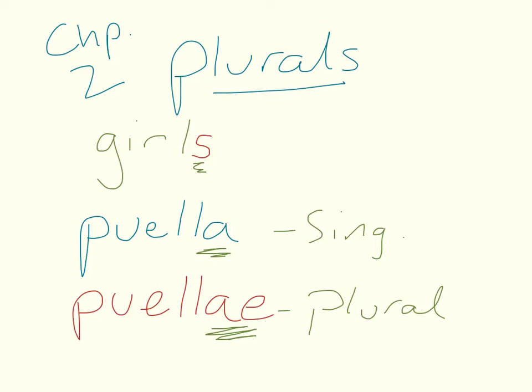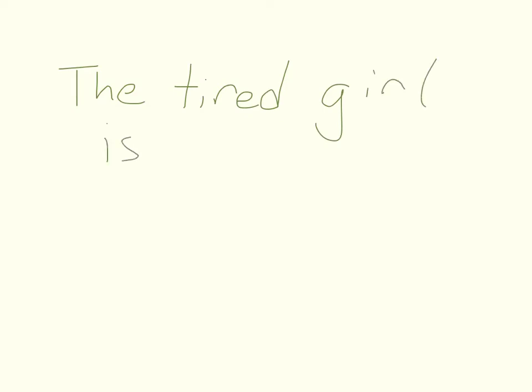What gets more complicated is the fact that it's not just nouns that are changing their endings in Latin, but it's every part of the sentence. It's verbs and adjectives too. So let's take a look at what that means. If we have a sentence, the tired girl is walking.